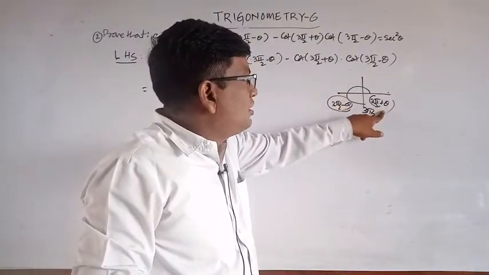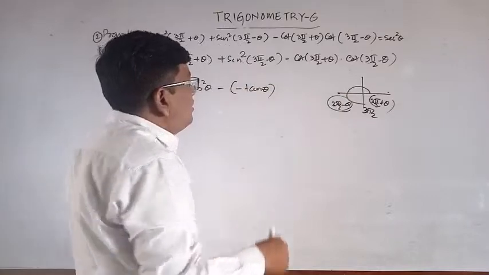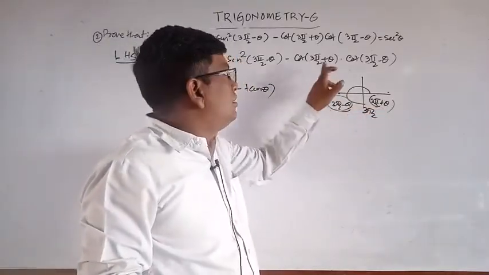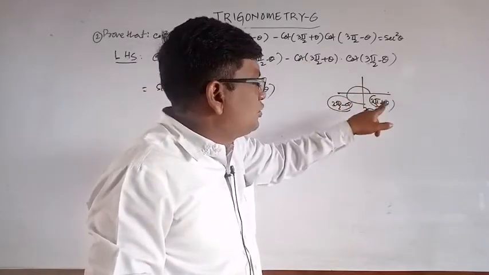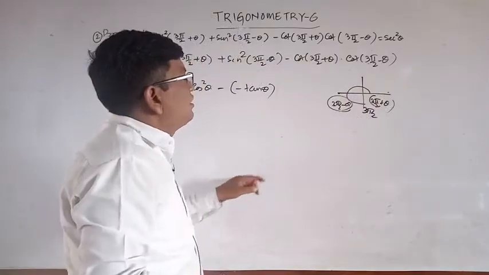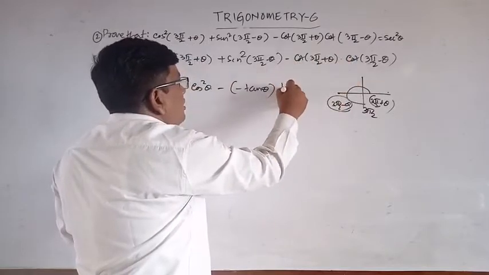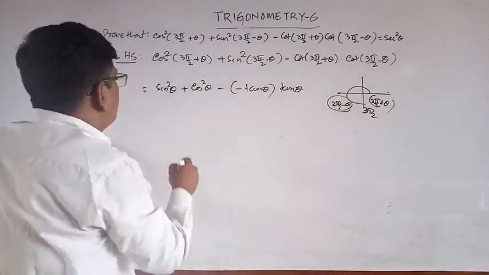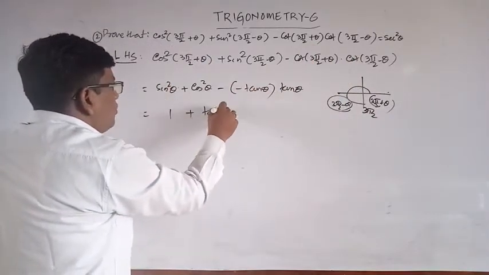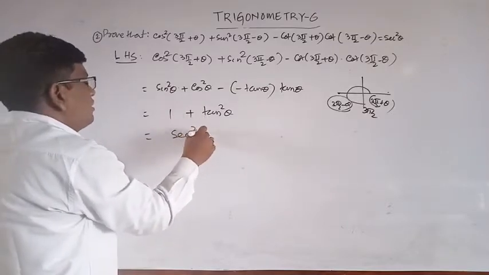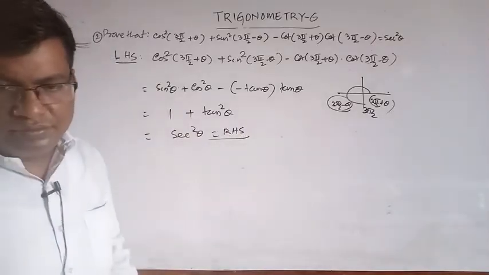And this is cot 3 pi by 2 plus theta. In fourth quadrant cot is negative, so this is minus tan theta. Since it is 3 pi by 2, cot changes to tan, but according to the sign rule, it is negative. So again 3 pi by 2 minus theta lies in third quadrant, so this is plus, so tan theta. Okay, so this is equal to sin square theta plus cos square theta is equal to 1. So this is 1 plus tan square theta. 1 plus tan square theta is equal to what? Sec square theta. This is RHS. Clear? Now another question.